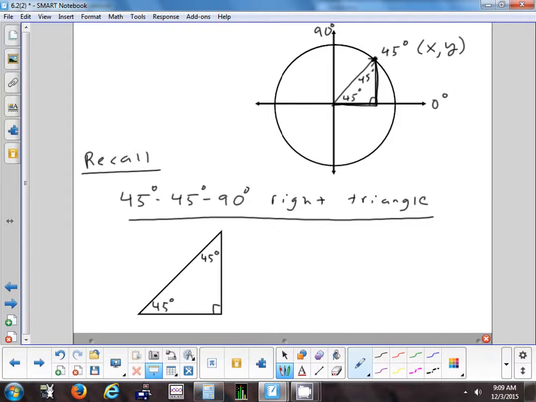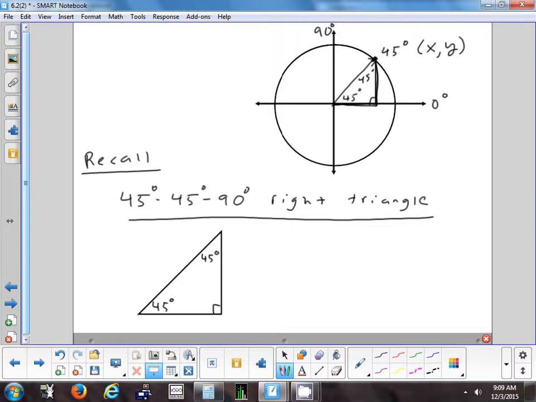So like inside the unit circle? Yep, that's what this is. This is a unit circle. A 45-degree angle basically creates a box because it's 1. All right, so our goal is to figure out what the coordinate is for 45 degrees. Now, what kind of triangle is this, besides being a right triangle? It's what?